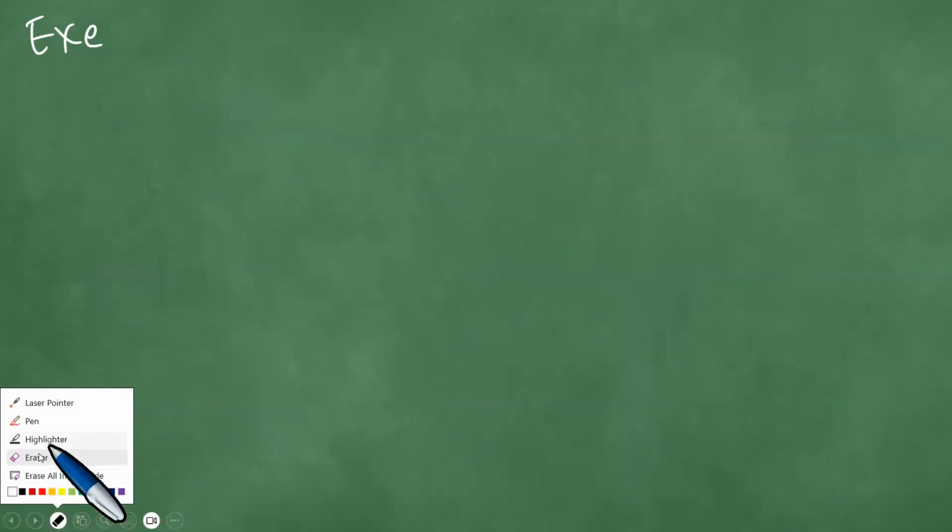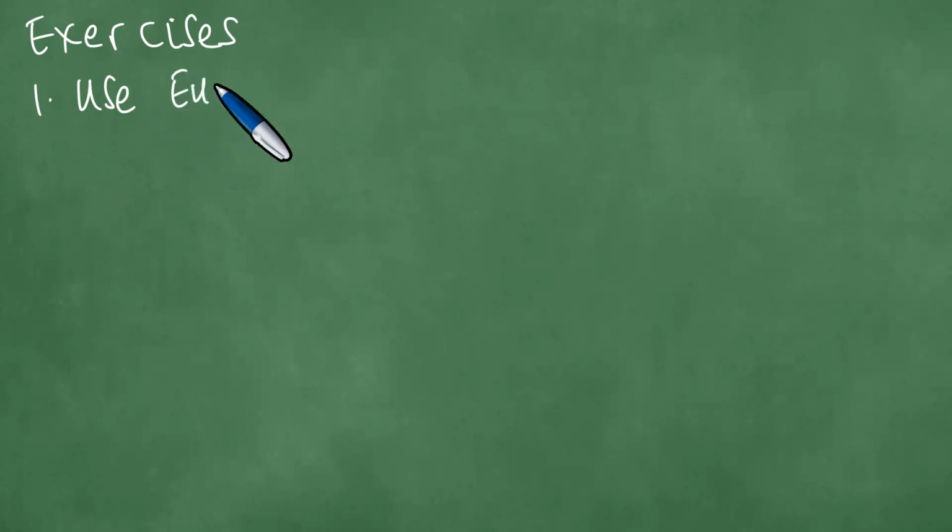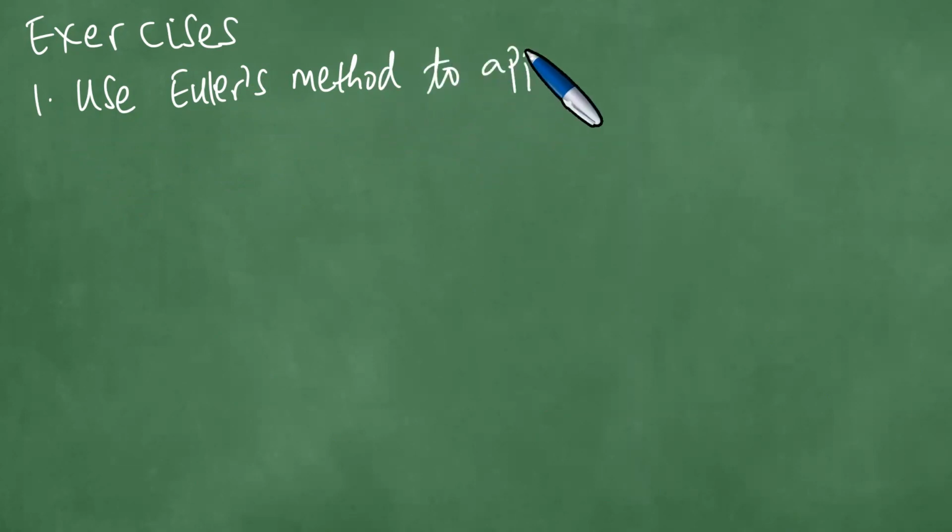Just a sec, I need to clean up. Right, so now the exercises are, for example, here is one exercise. It has lots of questions. And it says, like in the exam, use Euler's method to approximate the solution.